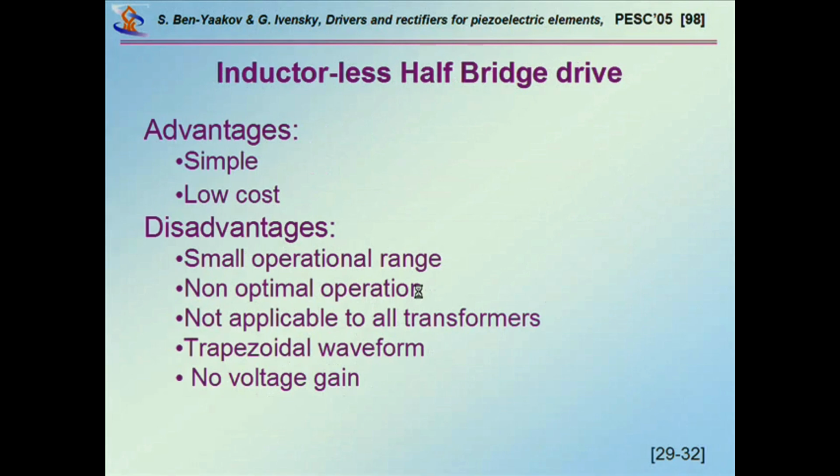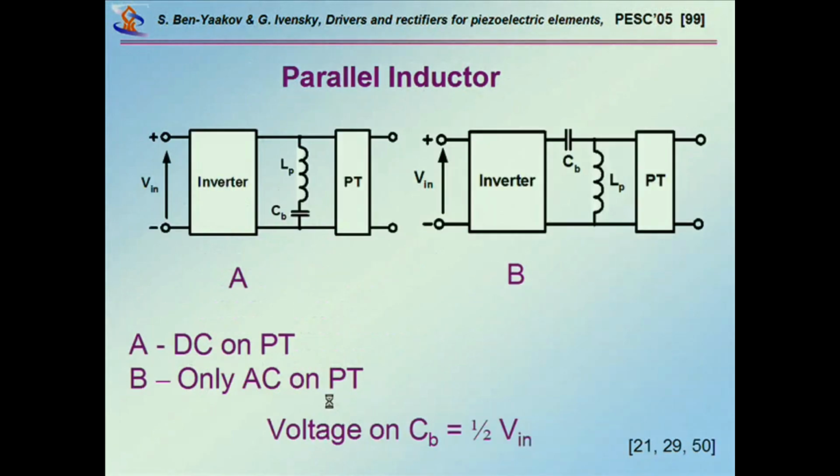Okay, so a point to take into account, as I've said, is that it's a trapezoidal waveform. You don't have a voltage gain. Sometimes, as I've said, you'd like to have an extra voltage gain because the gain of the transformer is not high enough, and your bus voltage is not sufficient, so you've got to have a little bit of a boost, and this is not provided here.